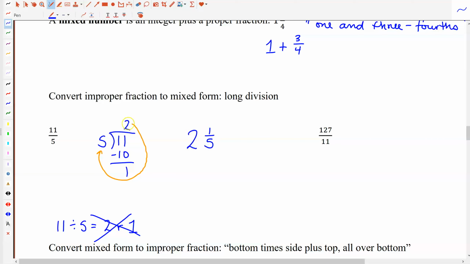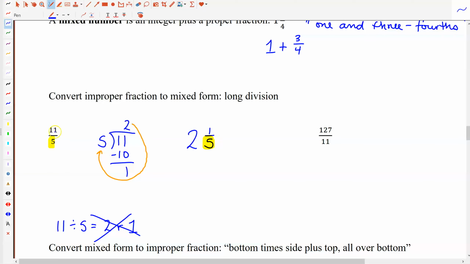Okay, so you just kind of go from the top, grab the number at the bottom, which is our remainder, and then grab that original divisor. Whatever the denominator was originally will still be the denominator in this mixed form. Now in this one, you might be able to have just done that in your head.